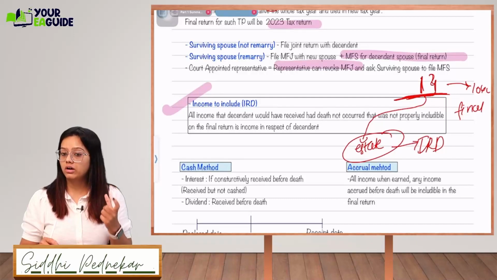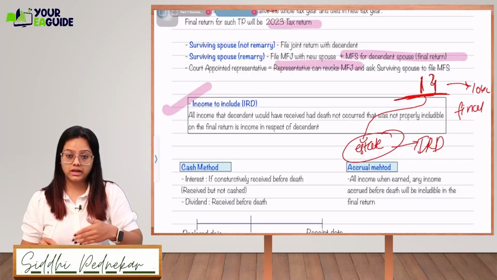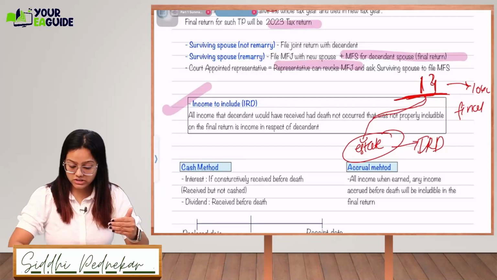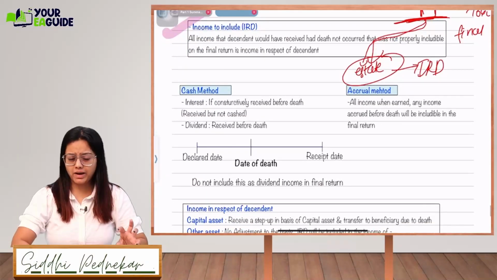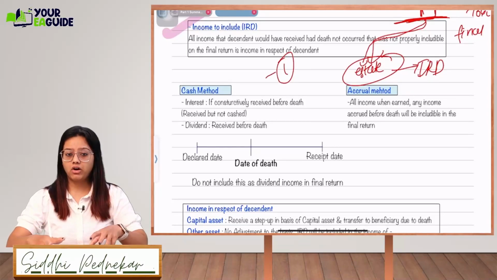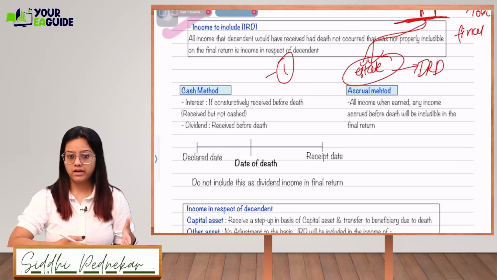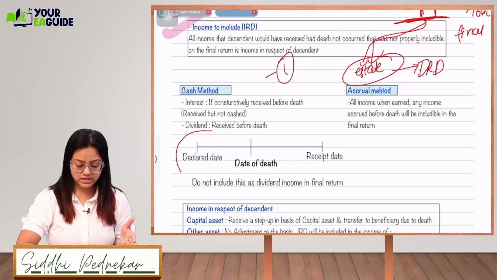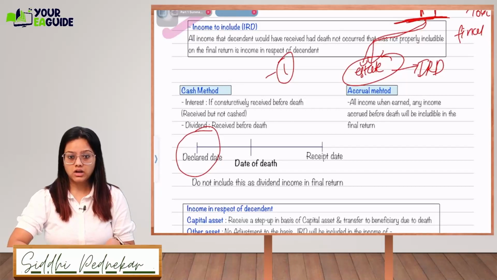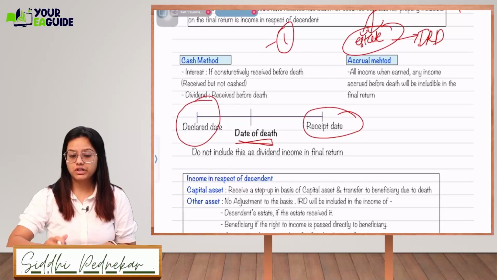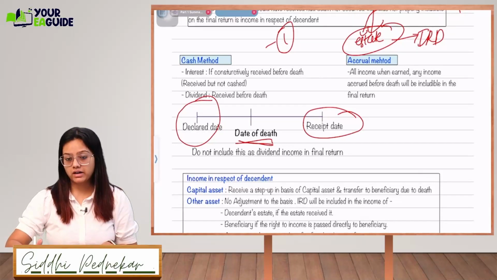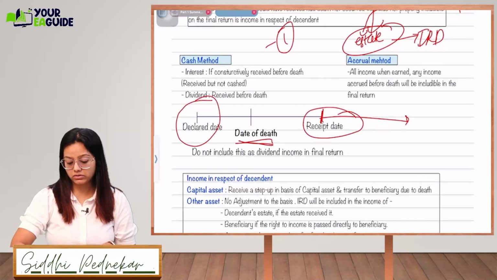So what it is saying, all income that the decedent would have received had death not occurred. If death had not occurred, then whatever income he is now receiving is called income in respect of the decedent. Here the two methods are mentioned, cash method and accrual method. There will be one MCQ based on the dividend, or maybe interest, that is declared. Say a dividend is declared, the person is using the cash method, and death occurred and after that he received it. Do not include this dividend as income in the final return, but on the receipt date it will be included in the estate as income.